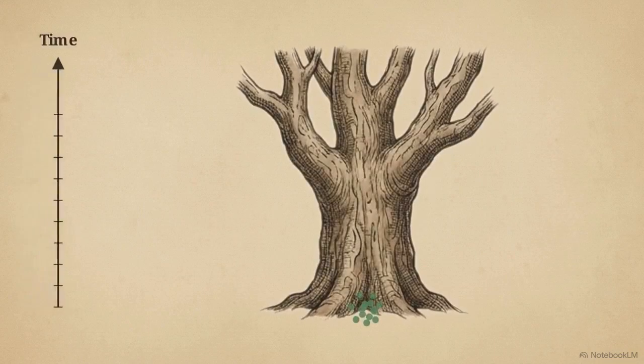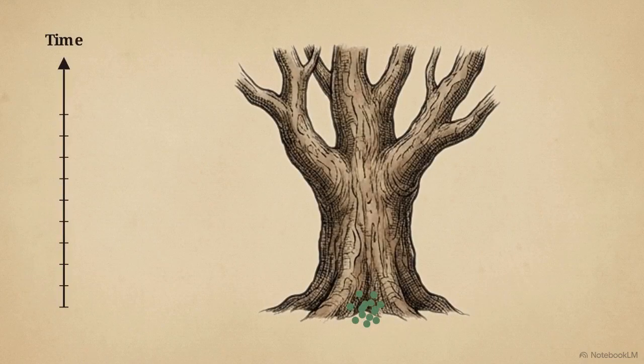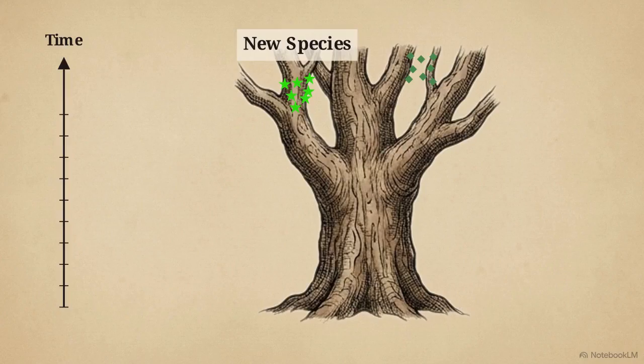Finally, the origin of new species. Over hundreds of generations, the continuous accumulation of these favorable variations gradually transforms a population. Eventually, the descendants become so structurally distinct from their ancestors that they form an entirely new species.